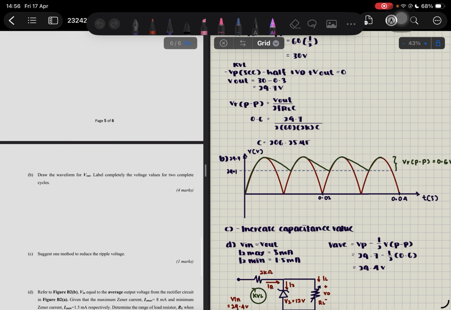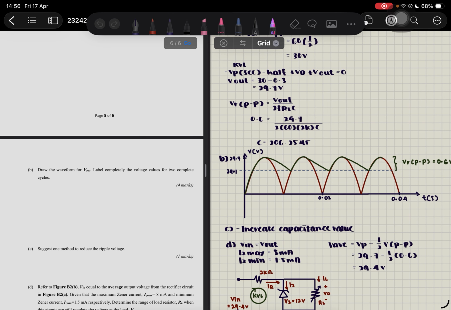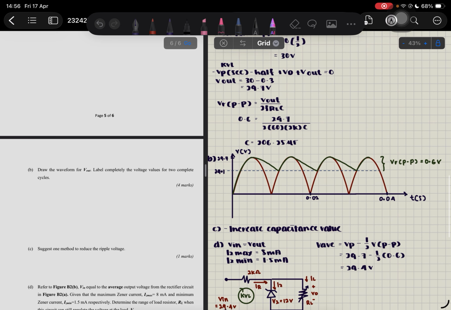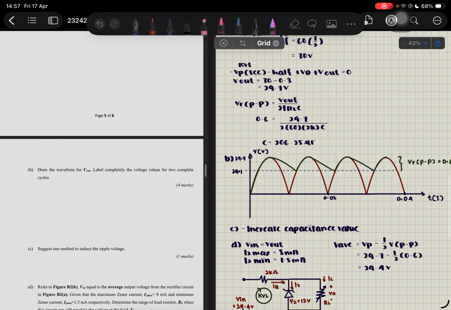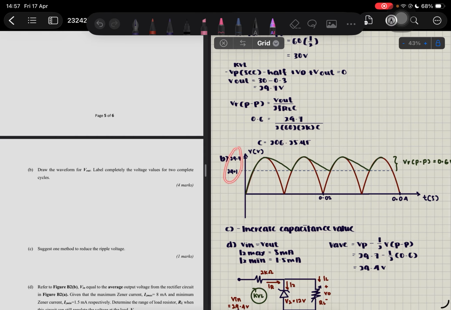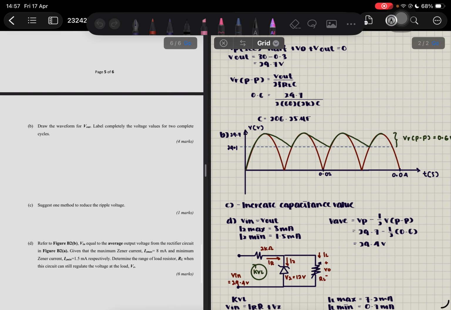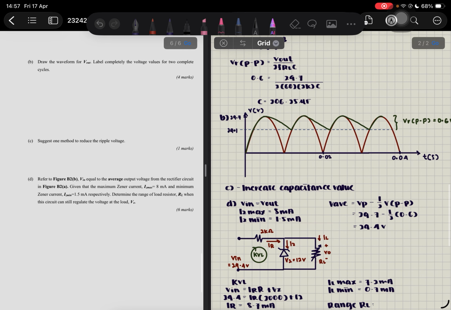Now for part B, draw the waveform for V out. And this is the waveform of the V out. Okay, it wants 2 cycles, and this is the voltage ripple peak to peak, and this is the voltage. Okay, for part C, the method is to increase the capacitor value.